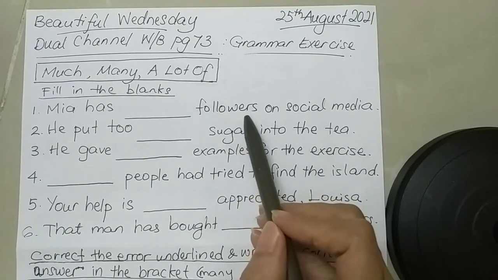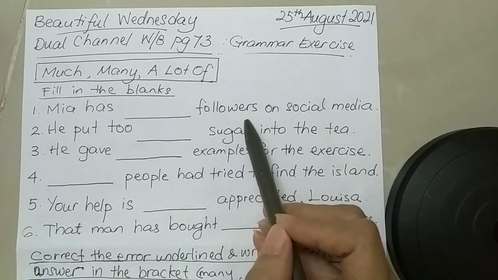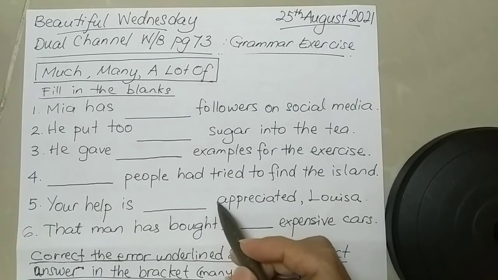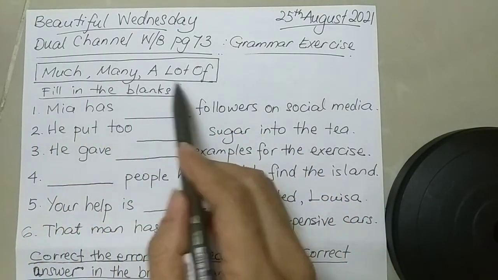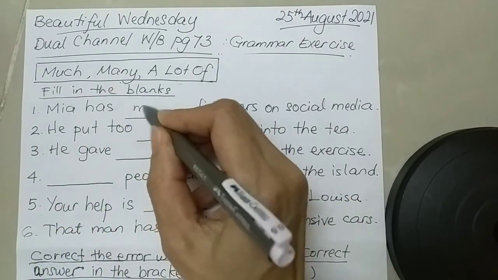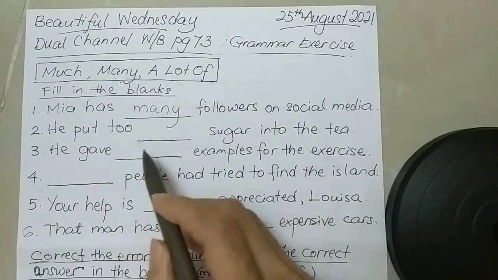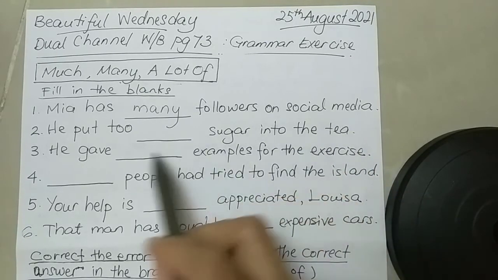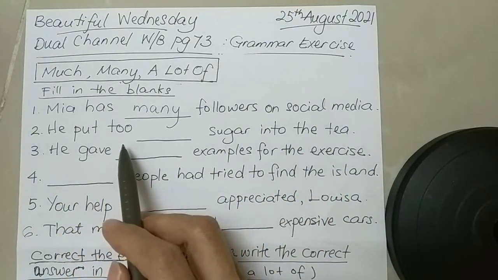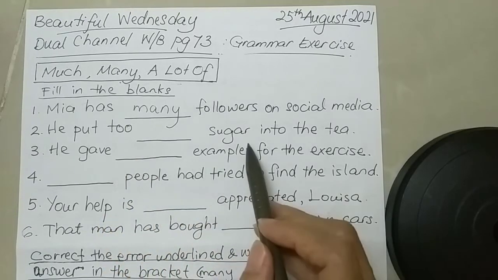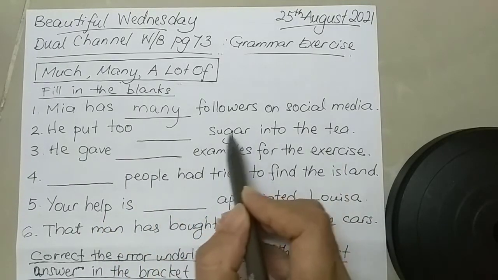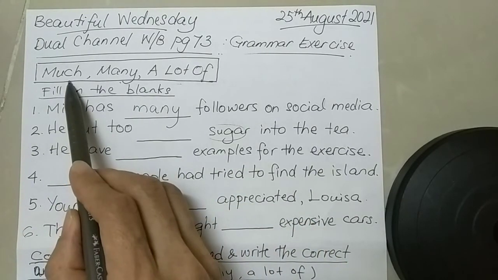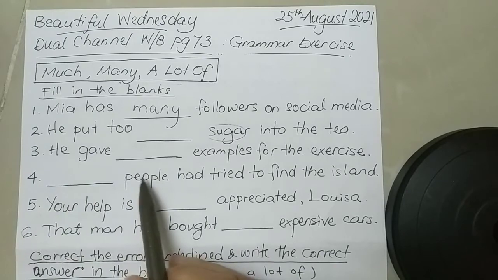As you can see, question number 1. Followers. Alright, followers. So followers is countable, so we put down many. So Mia has many followers on social media. Next, 2. He put too blank sugar into the tea. So sugar. Alright, it is something that is uncountable. So here would be the answer.